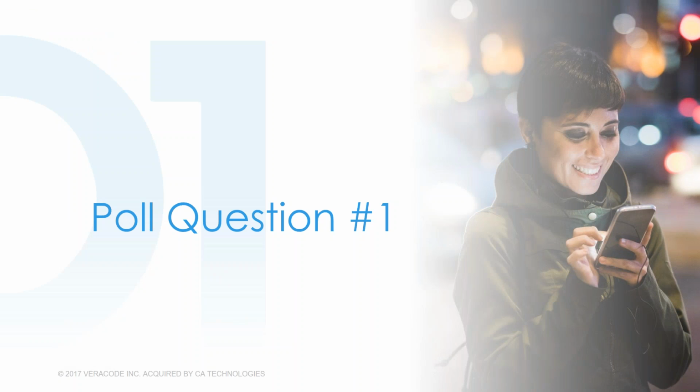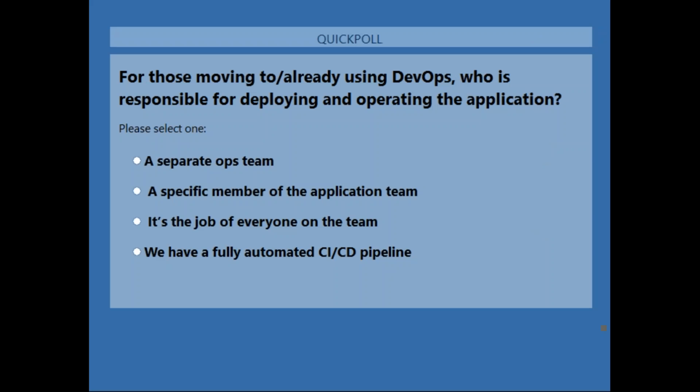So we're going to pause here for our first poll question. Everyone, our first question. For those moving to or perhaps already using DevOps, who's responsible for deploying and operating the application? Is it a separate ops team, a specific single member of the app team, the job of everyone on the team, or a fully automated CI/CD pipeline?